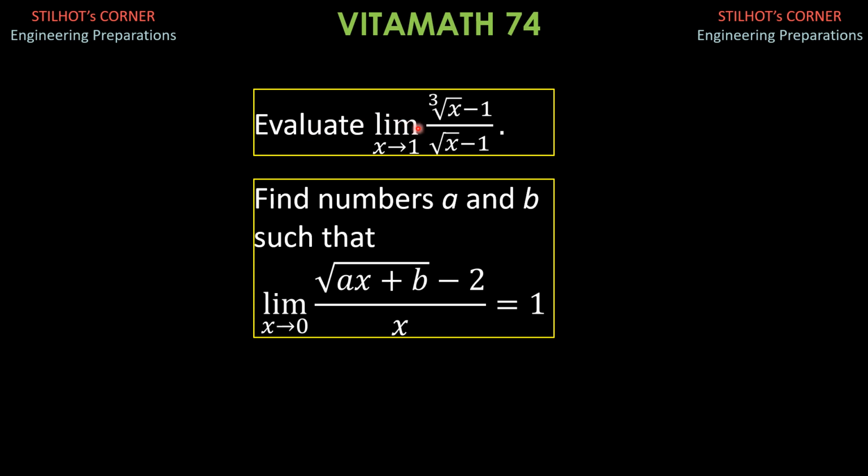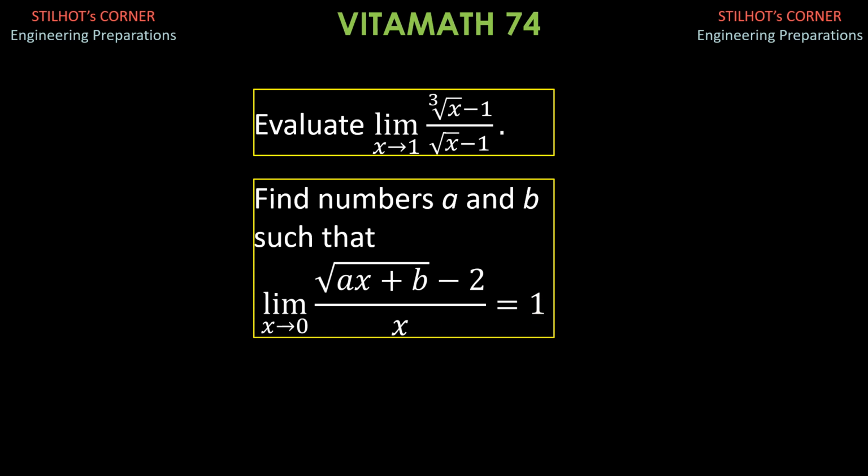Evaluate the limit as x approaches 1 of the cube root of x minus 1, all over the square root of x minus 1. I will present the proper solution, and for the second one I'll give you the hint, the technique on how to evaluate this, for purposes of just knowing the answer. Then find the numbers a and b such that the limit as x approaches 0 of the quantity square root of ax plus b, minus 2, all over x, as x approaches 0, is 1.